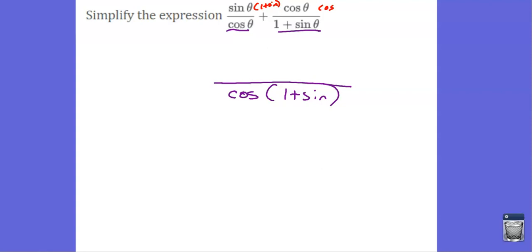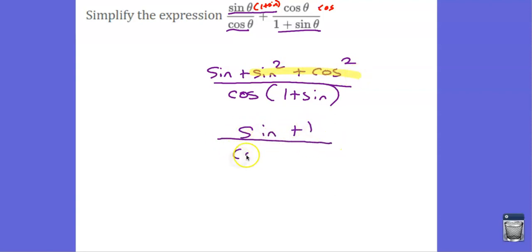So this becomes, this right here is sine. And I'm going to go ahead and use the distributive property. So sine times 1 is sine, and then sine squared. And this right here is cosine squared. Notice this is 1. Notice these cross out.